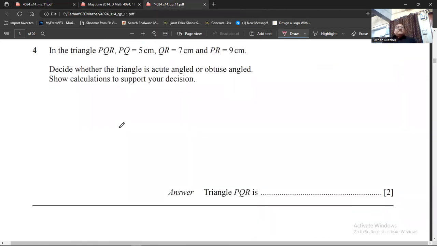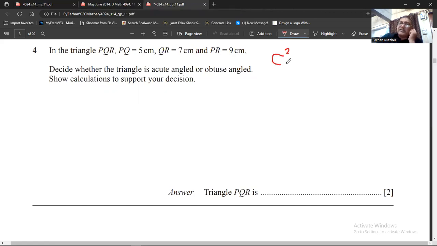Question number 4. In the triangle PQR, PQ is equal to 5 centimeter, QR is 7 centimeter, and PR is 9 centimeter. Decide whether the triangle is acute angled or obtuse angled. Show the calculation to support. Okay, so try the largest side, suppose that is C.